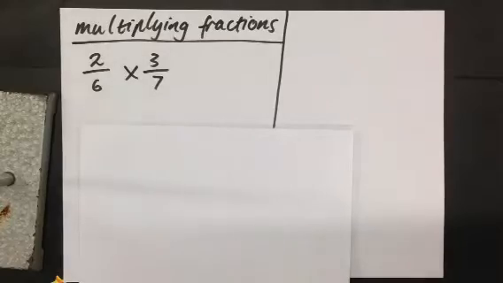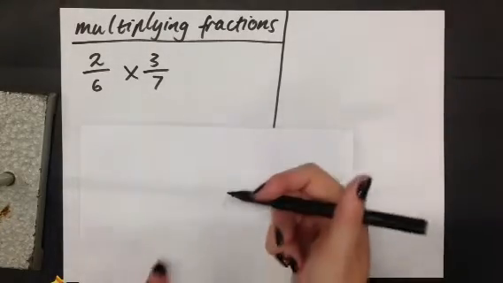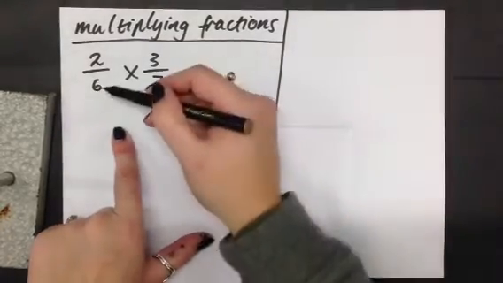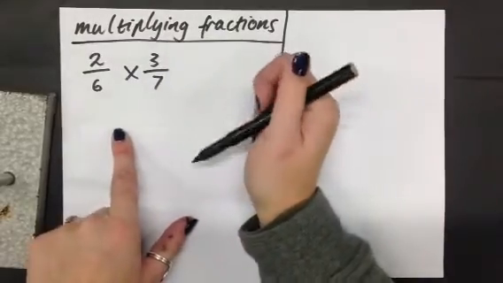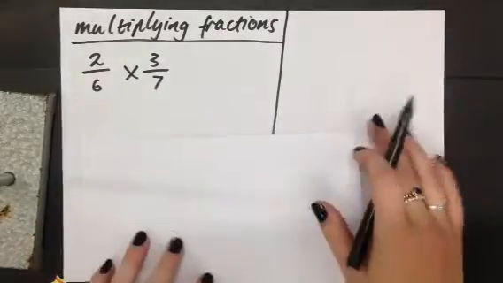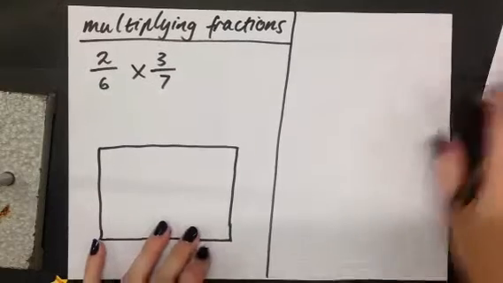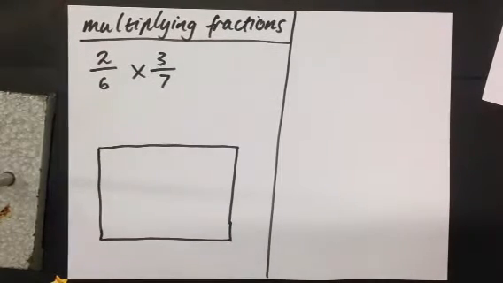Alright, so now we're going to look at multiplying fractions. For this example, we're going to look at 2/6 times 3/7. So you start off with a square or rectangle and you need to turn this into a grid. Now, how many rows and columns you make is told from the fraction.